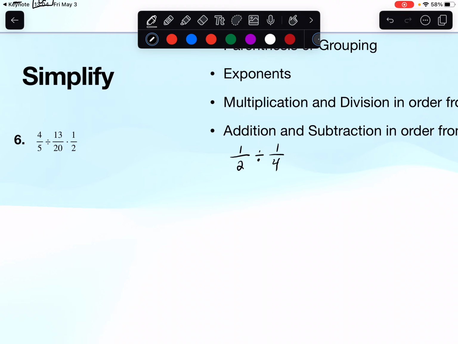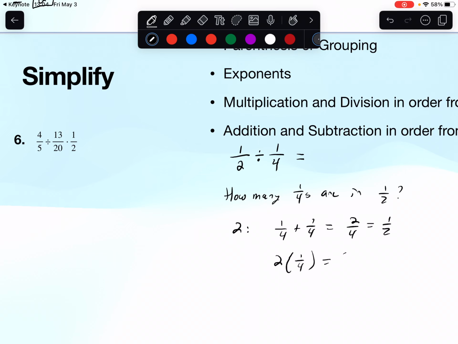And so when I divide a fraction by a fraction, in 1/2 divided by 1/4, I want to know how many 1/4s are in 1/2? That's what this question is asking, and it's 2, because 1/4 plus 1/4 is 2/4, which is a half, or you can think of it as 2 times a fourth, okay, as 2/4 or a half.